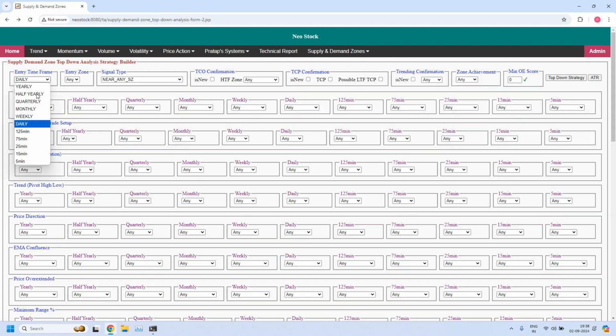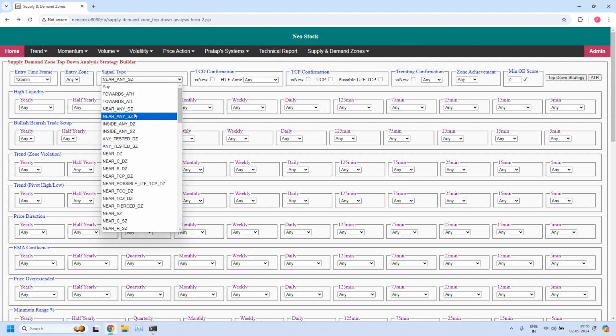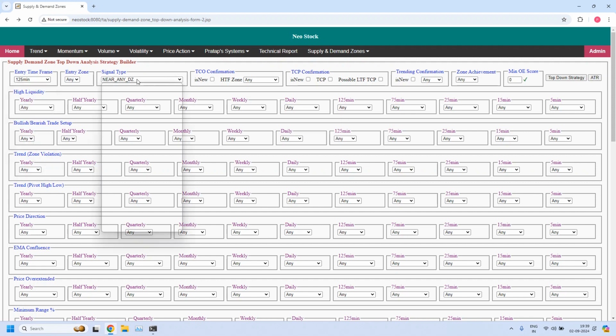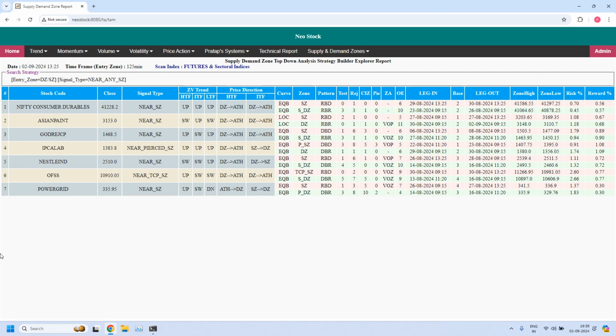Okay, the next time frame is 125 minutes. So let us find the stocks near 125 minutes demand zone. 5 stocks are filtered. Next report for 125 minutes time frame. Let us find the stocks near 125 minutes supply zone. 7 stocks are filtered.